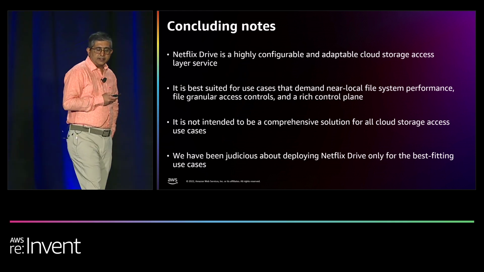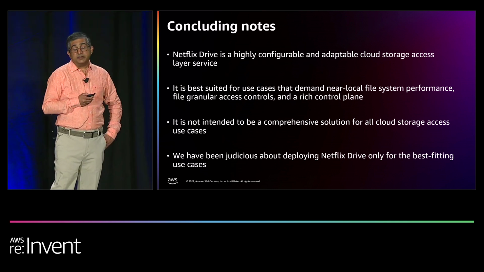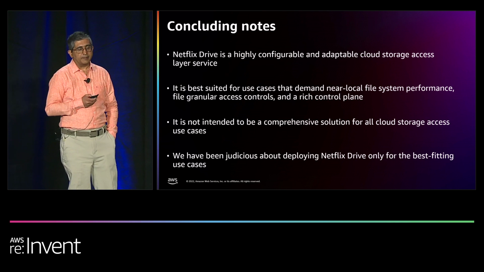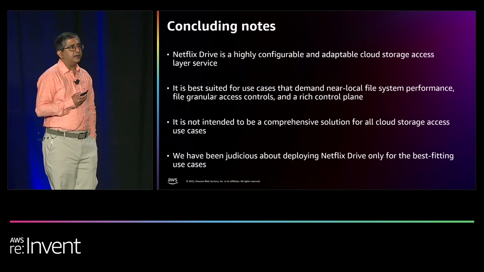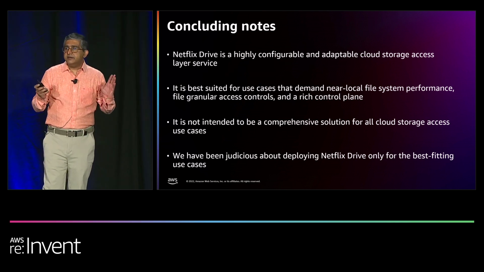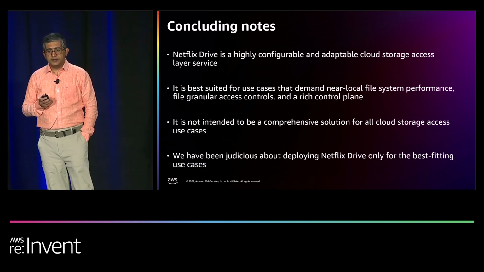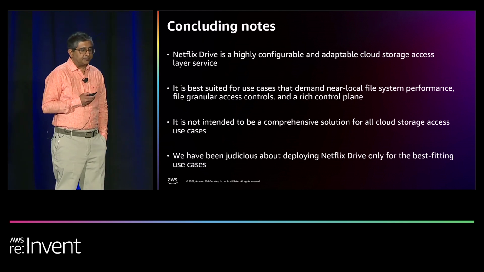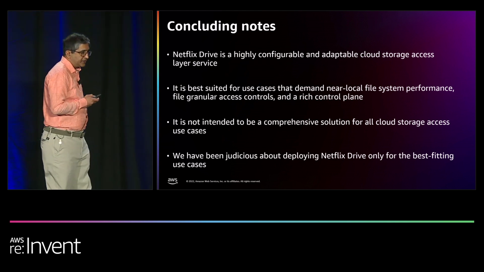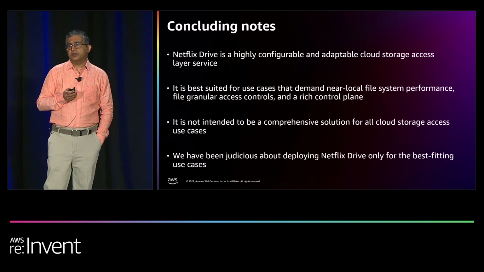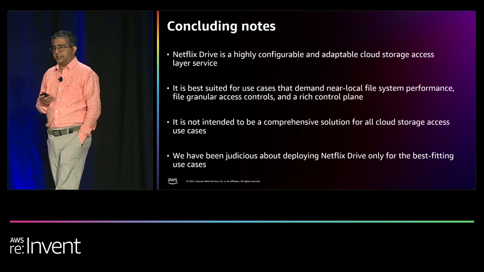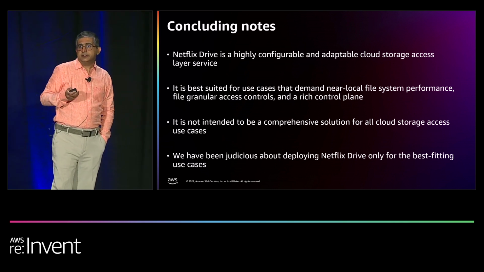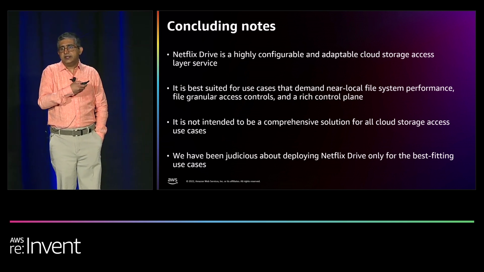I just want to say that we think we've created a configurable and adaptable access layer, which gives a rich control plane and also a standard file and folder access that users and applications can get to. And it is also suited for use cases where there is a need for local file system performance. That's where the local file store tier comes in. But it's not limited to that, though.